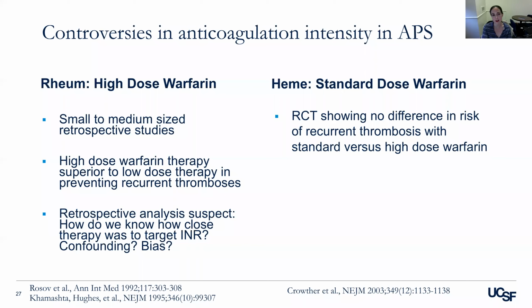So this is when we're thinking about INR targets, usually in the 3 to 4 range. And we'll look at some of the data showing that high-dose warfarin is superior to lower dose or standard intensity therapy in preventing recurrent thromboses. But these are all retrospective studies with the usual questions about retrospective analyses, and issues of confounding and bias. In the hematology literature, in contrast, there's a randomized controlled trial, so high quality data showing no difference in risk of recurrent thrombosis with standard intensity versus high dose warfarin. So we'll talk about all of these things in more detail over the following slides.